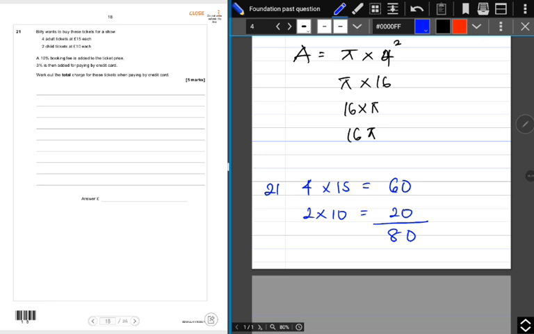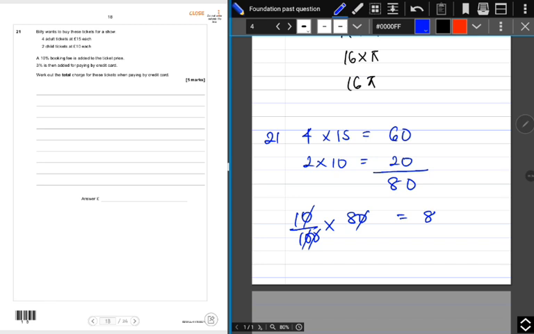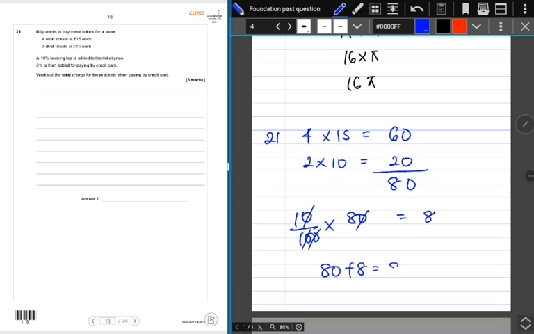A 10% booking fee is added to the ticket price. So this is 10%, that will be 10 over 100 times 80. This cancels this cancels this, which equals 8. So that will be 80 plus 8, which is going to be 88, because a 10% is added to it.